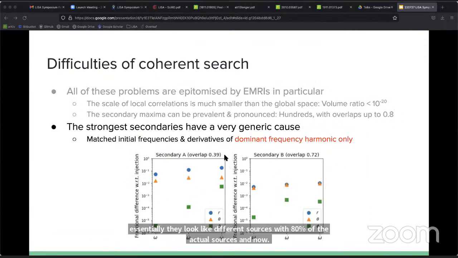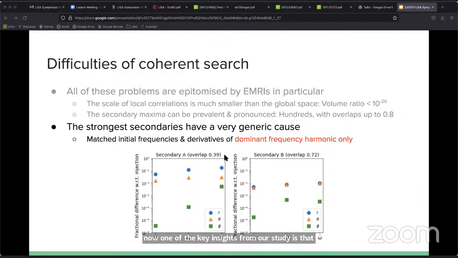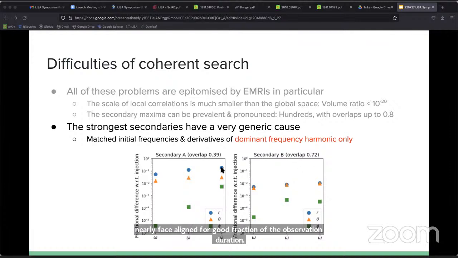Now, one of the key insights from our study is that strong secondaries in the search surface have a very generic cause. They require only the dominant frequency harmonic mode in both the signal and the template being nearly phase aligned for a good fraction of the observation duration. So I'll be coming back to this point later in this talk, so please remember it.